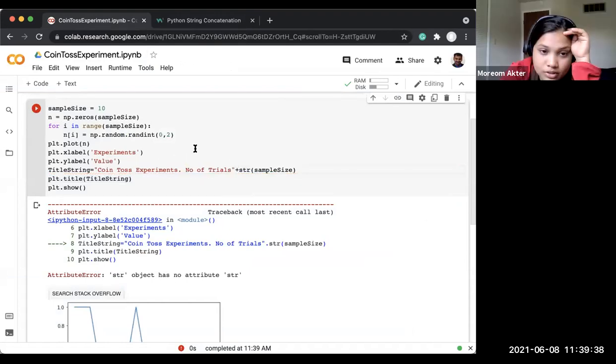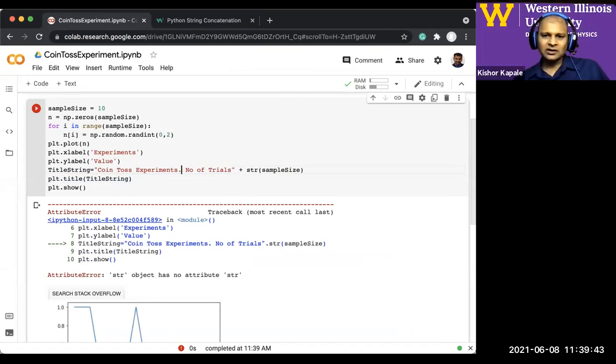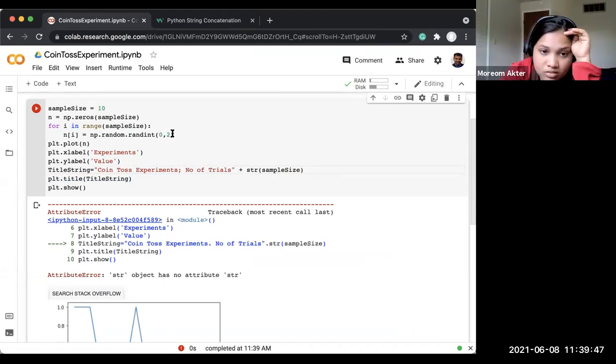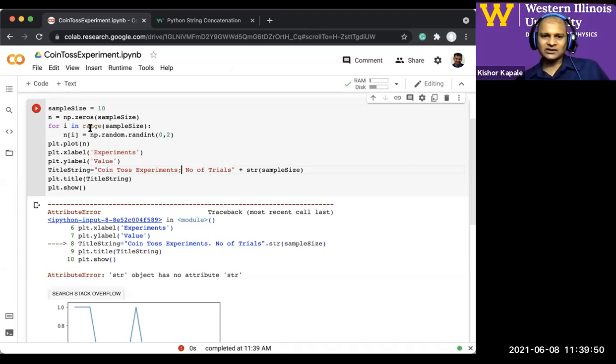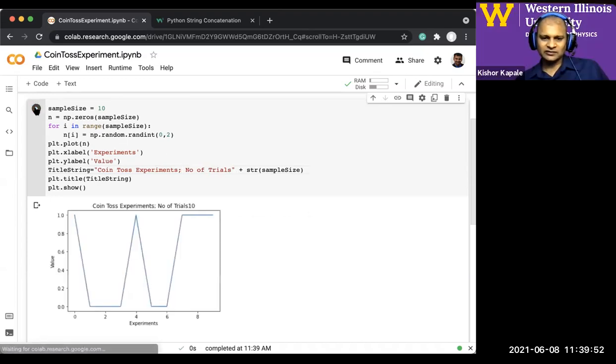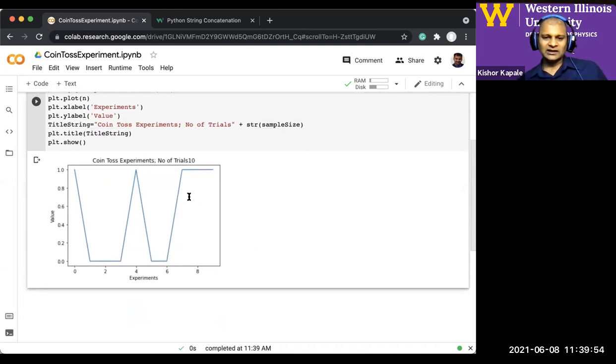Okay, dot after experiments. Maybe the dot will be number. No, after number, that dot is fine. Coin toss experiments. Okay, we just do that. That's inside the string, so that shouldn't matter. Let's see, this one will probably work. Okay, so it works. And these are our trials.